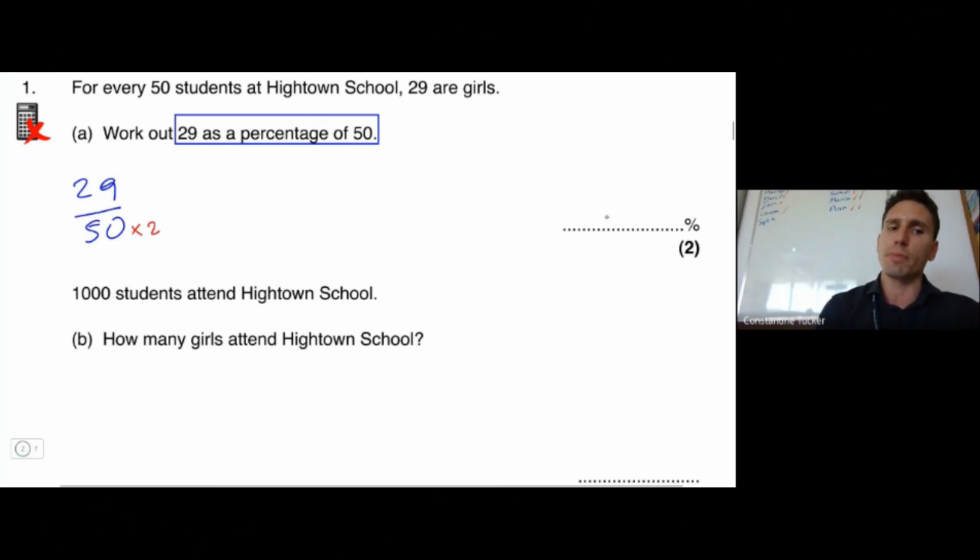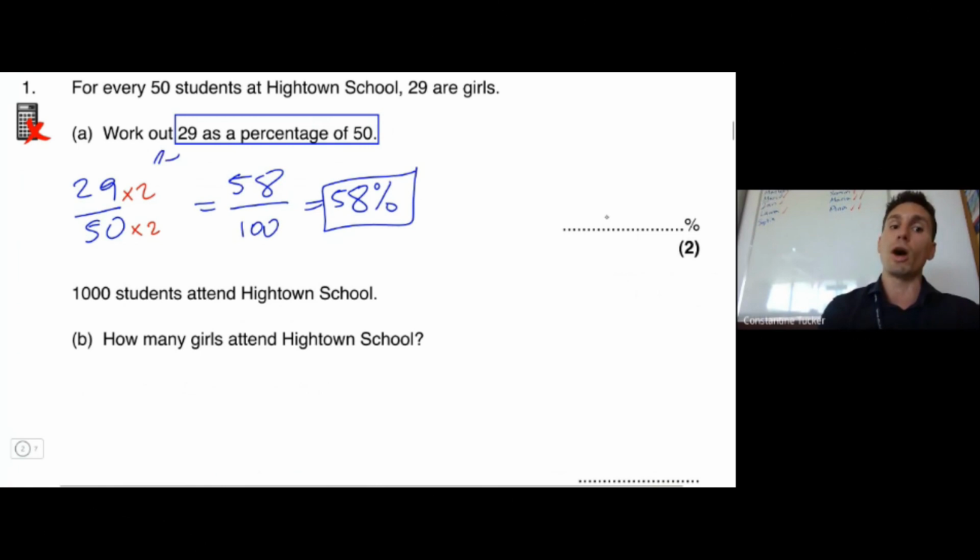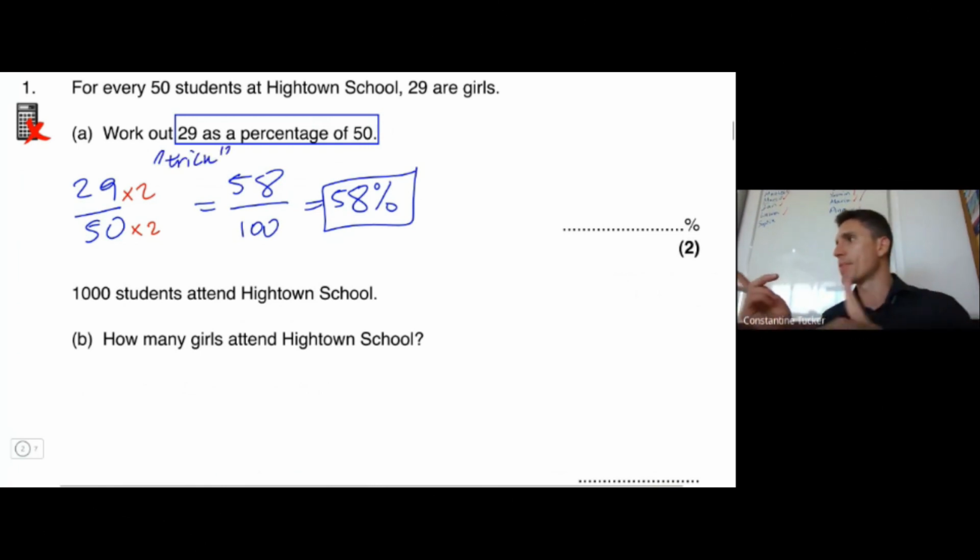You can multiply the top and bottom by 2 to get the denominator to become 100. And then that would give you 58 over 100, which we know is 58%. That's one way of doing it. Why 2? Because the denominator was 50, and we want to get the denominator to become 100.